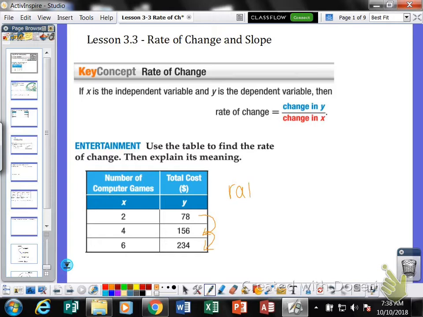So rate of change is 78 over, and then the change in x is going up by 2, is 78 over 2. So then your rate of change would be 78 divided by 2, or 39. Now, what does this mean? 39 would be the cost, $39 per one game would be the rate of change. So it's costing $39 per game for that table.